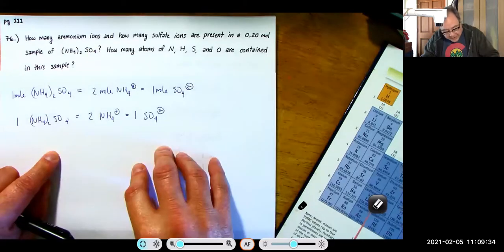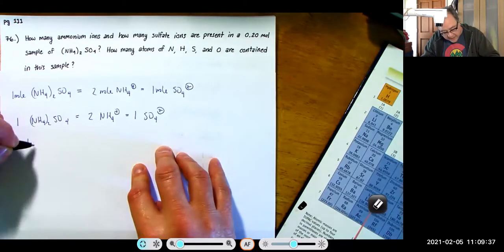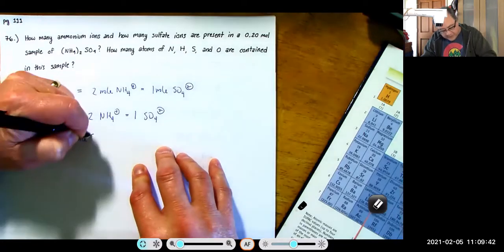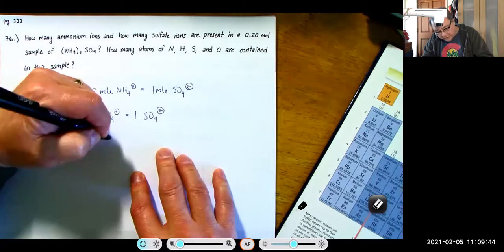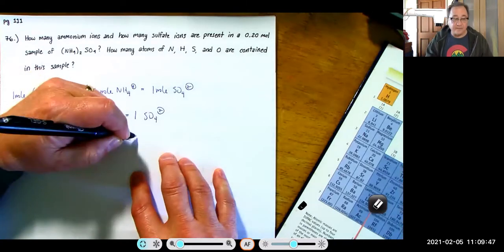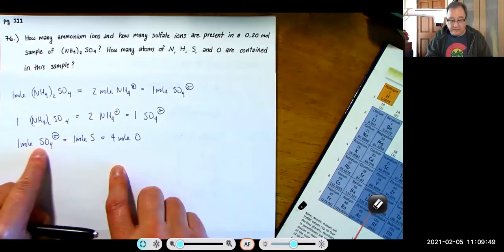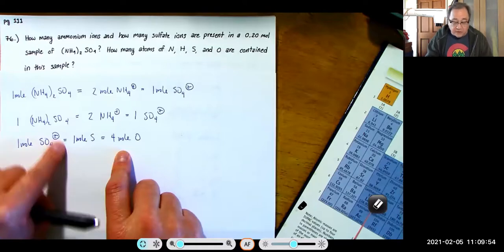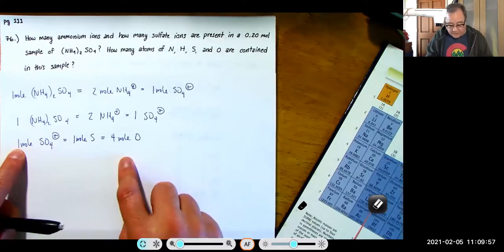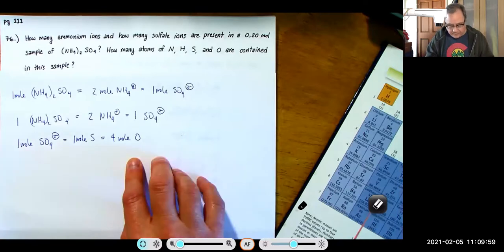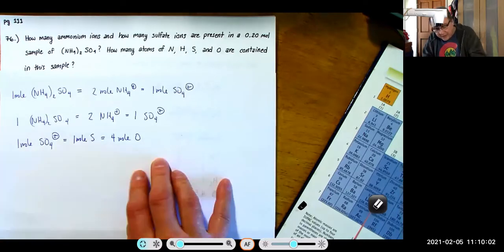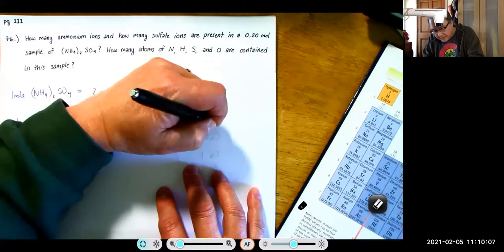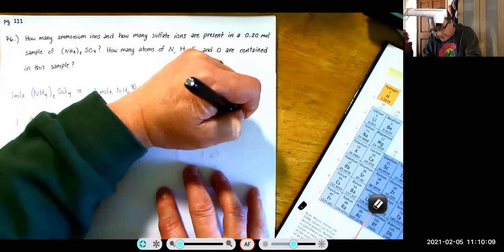And can you also see that if we have 1 mole of sulfate ion, that's equal to 1 mole of sulfur, and that's equal to 4 moles of oxygen. Because that's what that's made out of. If you have a whole mole of that, you're going to have a mole of sulfur. And if you have a whole mole of that, you're going to have 4 moles of oxygen. And then we also need to know that 6.022 times 10 to the 23rd atoms is 1 mole of atoms.